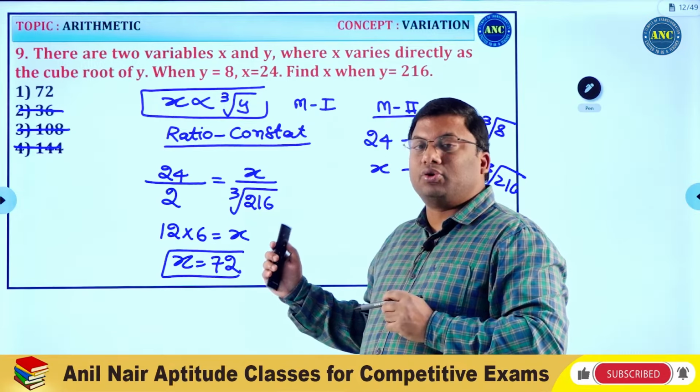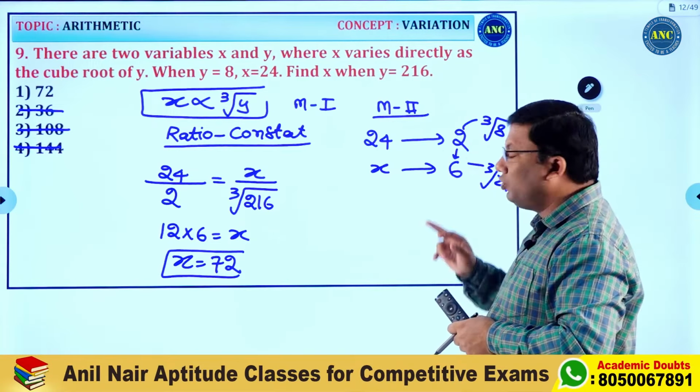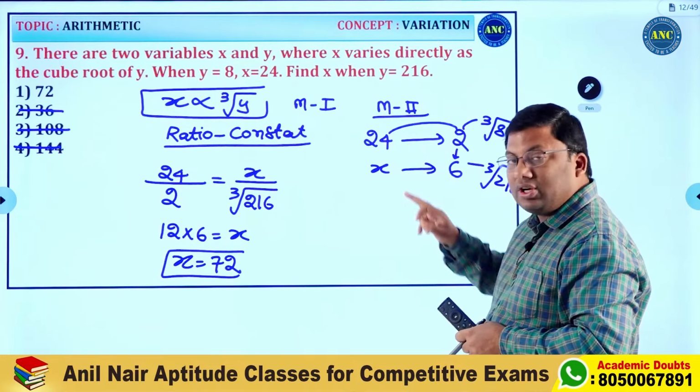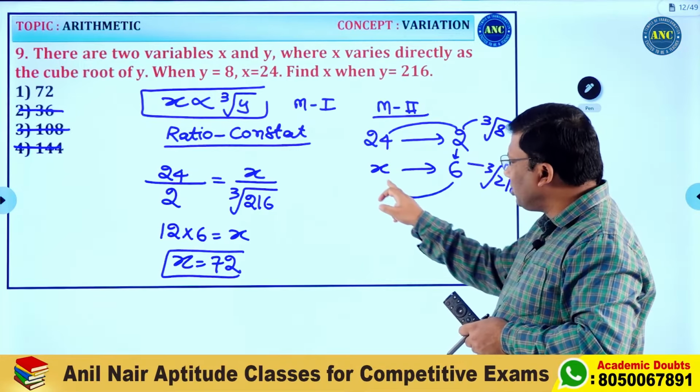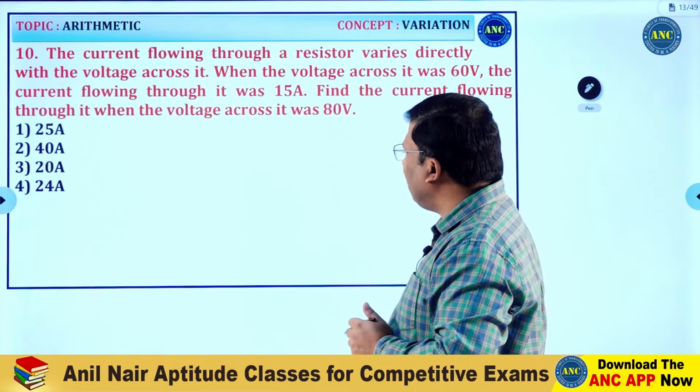X and cube root of y, 24 and cube root of 8 2, both are related to each other. Or you can also do it like this: 2 2s are 4, 6 2s are 12. Answer: the rightmost non-zero digit is 2.